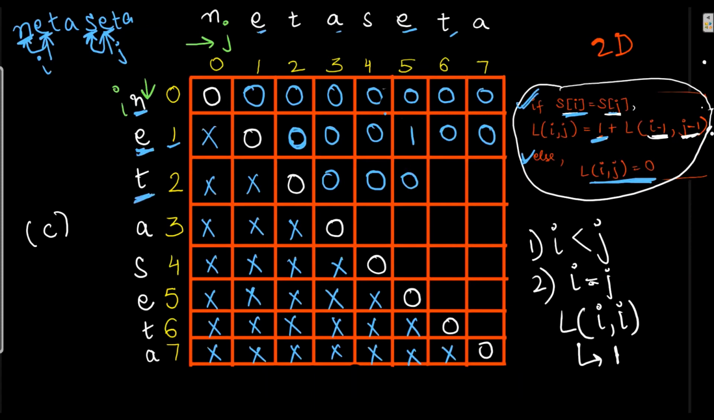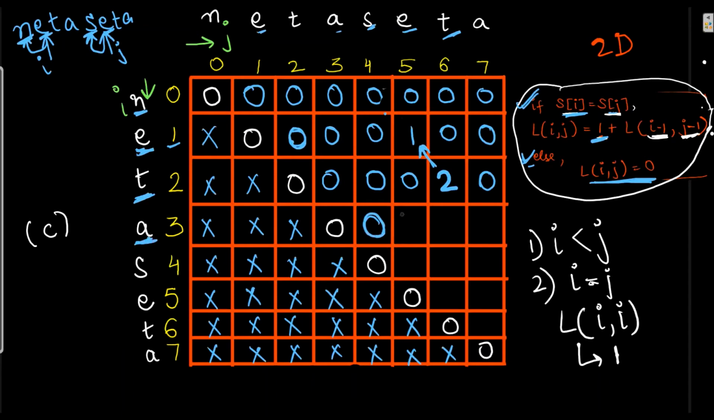Now when I look for this t, t is matching with t. So I'll put 1 plus as they are matching with each other and will look for its diagonal, which is 1. So here I'll get 1 plus 1 as 2. Then I'll be looking for t is matching with a. No. So it will go to else part and will have 0. Then I'll be looking for this a. Here is a matching with s? No. So it will go to else part and we will have 0.